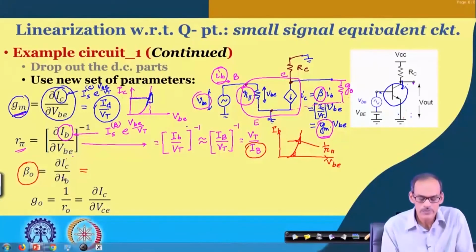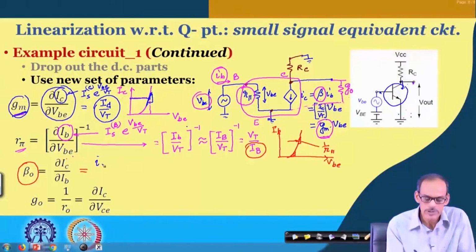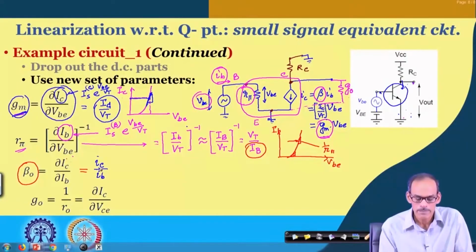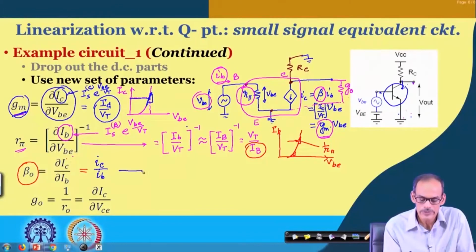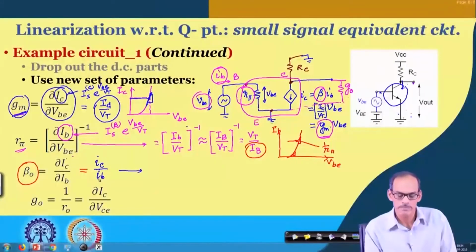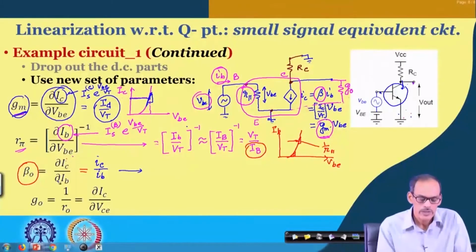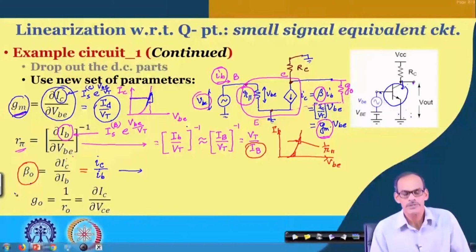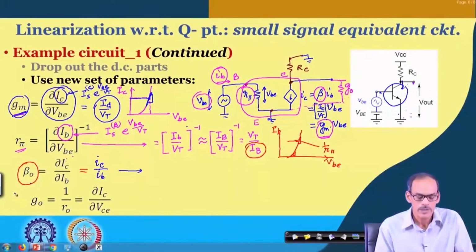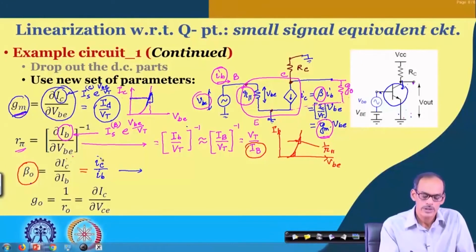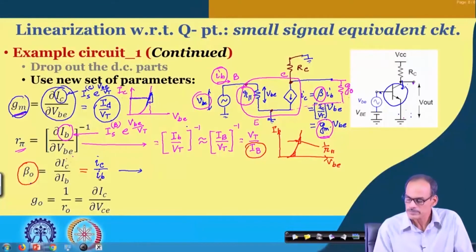In fact, instead of writing dou IC divided by dou IB, since the relationship is fairly linear, it is normally written in the form of small ic divided by small ib. And I would like to say here one thing: if beta F remains constant for whatever range of IC and IB we are considering, then we may say that beta naught is the same as beta F. But in case beta F is different, then obviously depending on the operating point their dependency will be different.